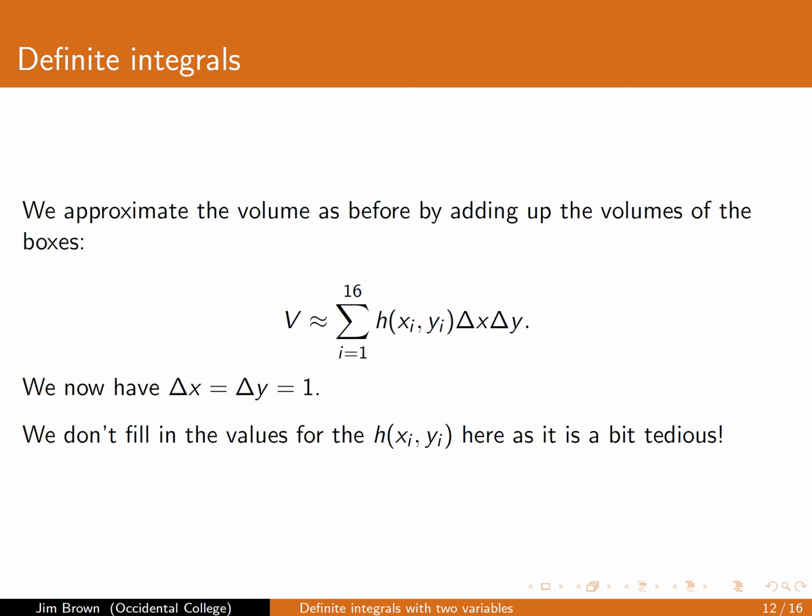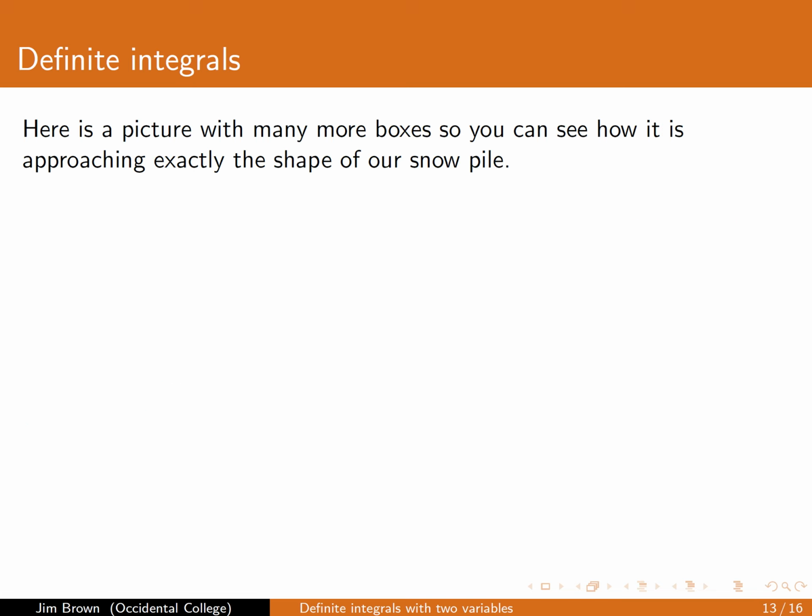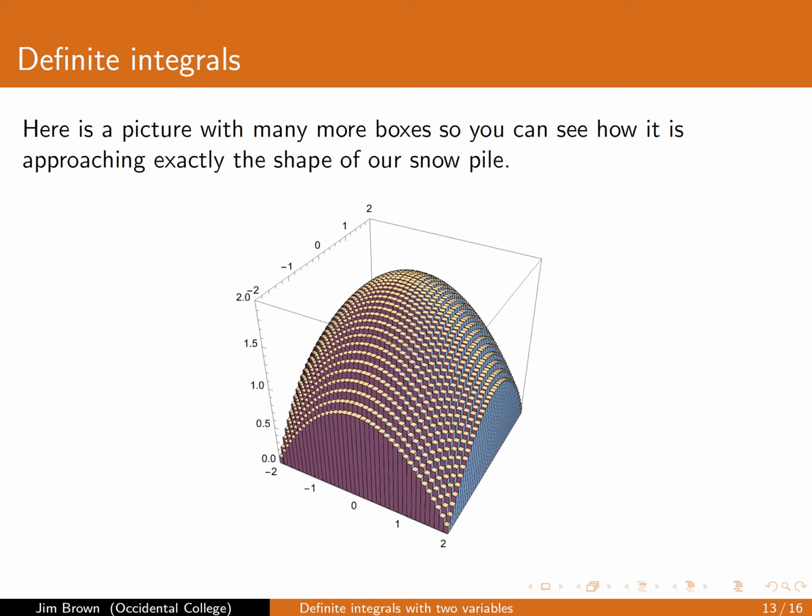And I didn't fill in the values for all the h, x_i, y_j. It seemed a little tedious to do, and I think it's clear what's going on. Now, we can also add a bunch more boxes if we want, and we can see how with more boxes, the approximation gets better at matching what our snow pile looks like. So I think these are like 40 in each direction. So the x and y intervals are each broken up into 40 pieces. So you can see this is starting to look a lot like the snow pile.